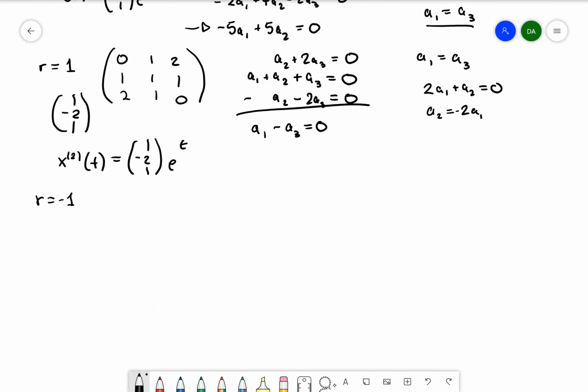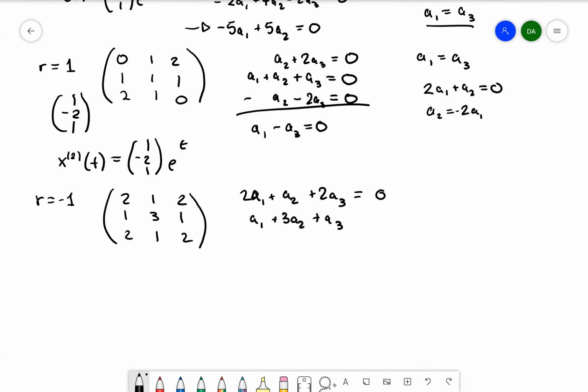And so for this, we get the matrix A minus rI is equal to [2, 1, 2; 1, 3, 1; 2, 1, 2]. And now we can see definitely that the first and third rows, 2, 1, 2 and 2, 1, 2, are the same. So the system of equations we'll try to solve is 2a1 plus a2 plus 2a3 and a1 plus 3a2 plus a3 are both equal to 0.